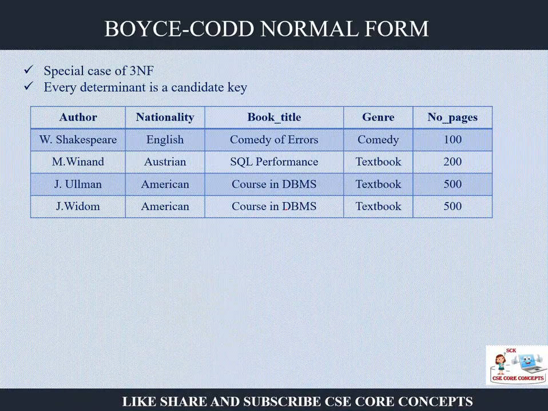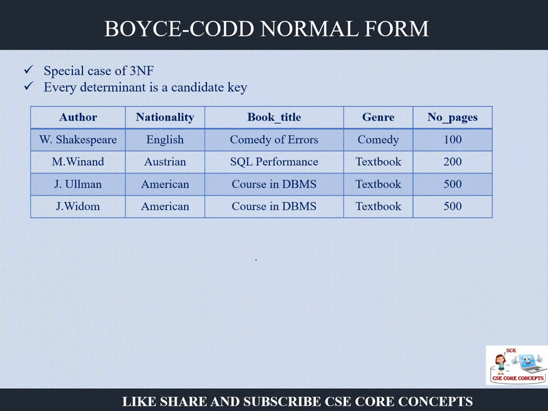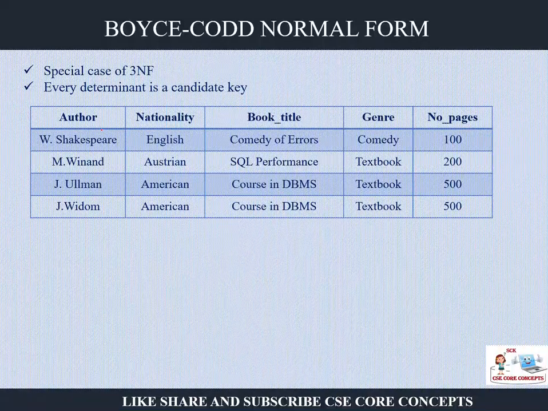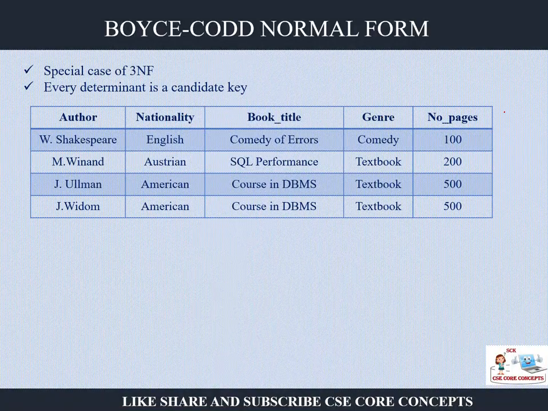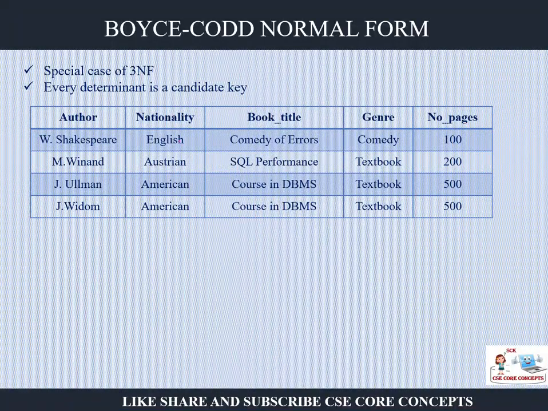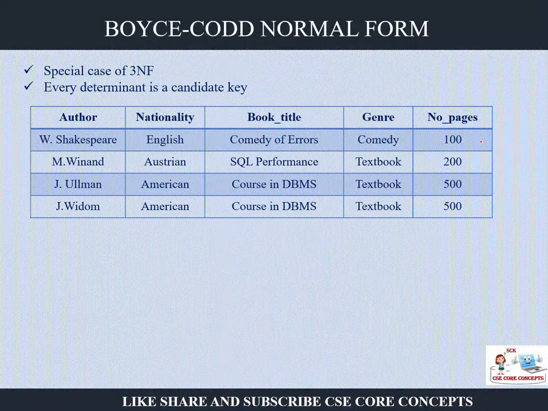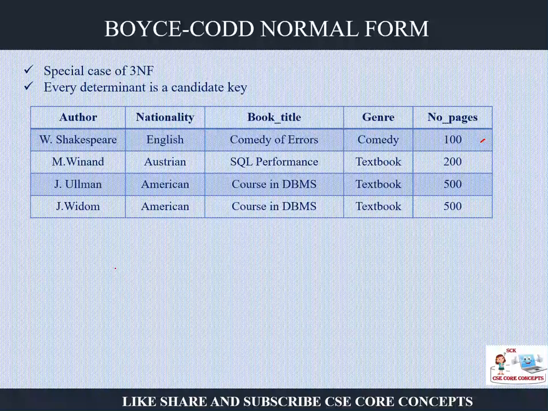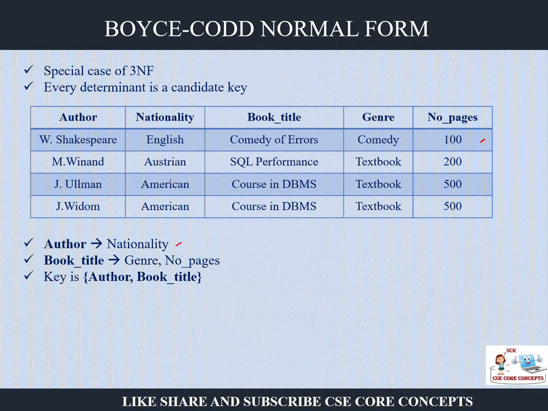So let us understand the Boyce-Codd normal form. Let's say we have a table here called author. These are the attributes: author, nationality, book title, the type of the book, and number of pages. So William Shakespeare is English, and Comedy of Errors, comedy, and number of pages 100. So these are the details which I am keeping. Now, nationality is dependent on this column.